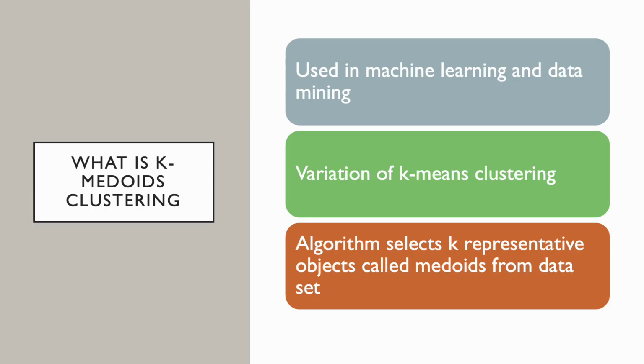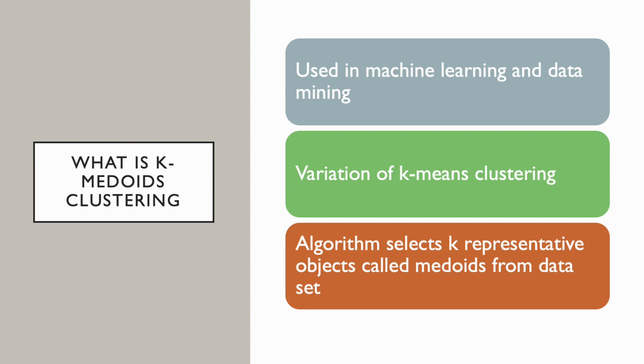What is k-medoids clustering? K-medoids clustering is a clustering algorithm that is used in machine learning and data mining. It is a variation of k-means clustering. The difference between k-means clustering and k-medoids clustering is that k-means clustering uses the mean of the data points in each cluster as the center point of the cluster, whereas k-medoids clustering uses an actual data point in the cluster as the center point.